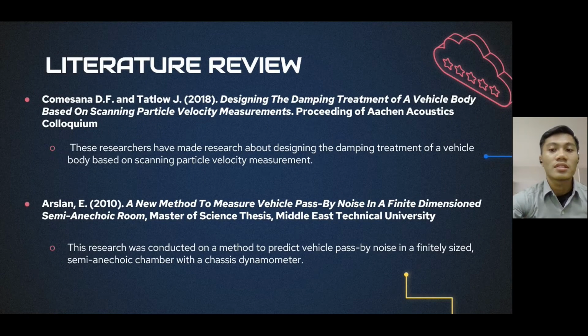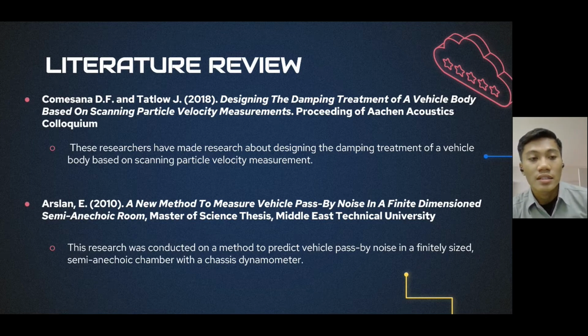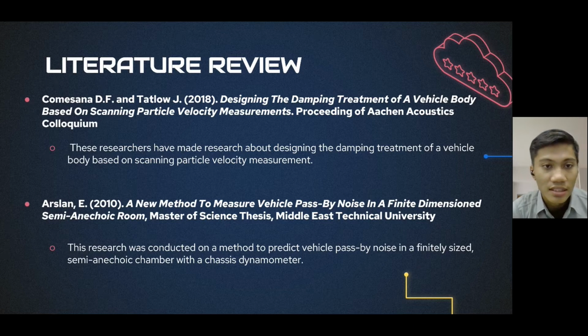So the literature review, the first journal is by Conventional F.J., which is published in 2018. The title is Designing the Damping Treatment of a Vehicle Body Based on Scanning Particle Velocity Measurement. So from the journal, we can conclude that this researcher has made a research about designing the damping treatment of a vehicle body based on scanning particle velocity measurement.